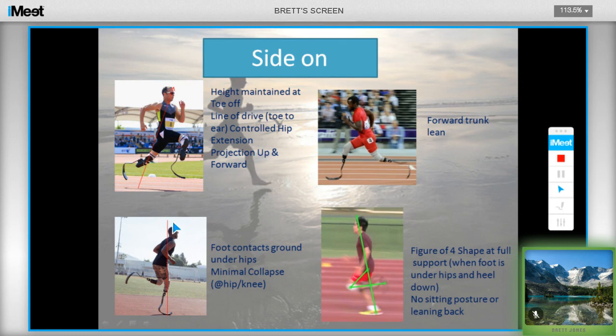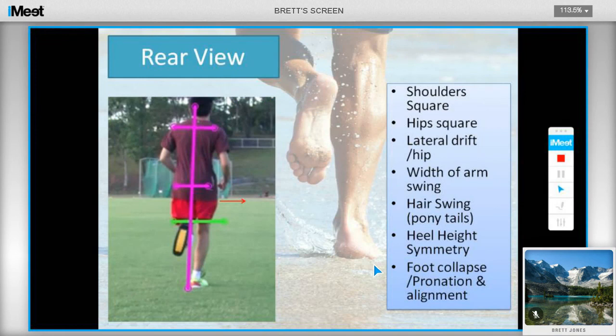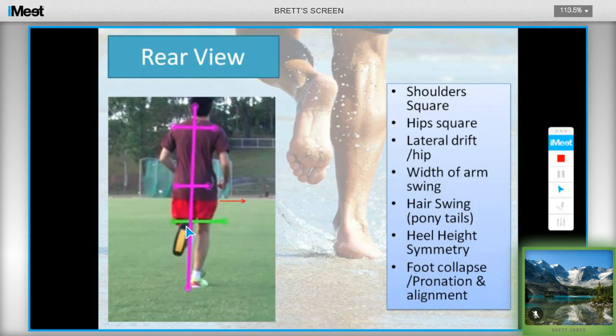We also want to see from side on that the foot contact is landing underneath the center of mass. Excuse me. And we also want to see that we can hit this beautiful figure of 4 position in full support phase. From behind, we also want to see lovely shoulder positions, balance with the pelvis, and that at full support, we're not getting a real shift in lateral hip movement. And the last thing to look at here is the heel recovery height the same on the left and right limbs?